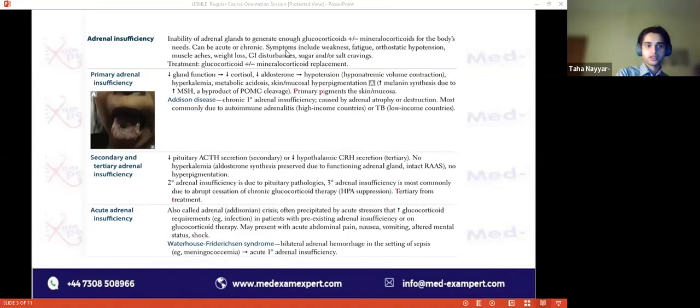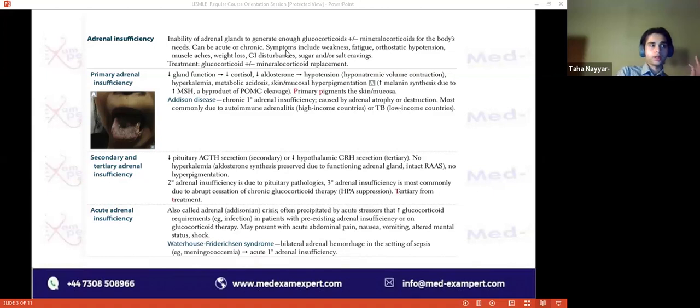Similarly, if you are deficient in aldosterone, you are not retaining salt. And if you're not retaining salt, you are basically excreting all that sodium out of your body. That's why you get the salt craving. So adrenal insufficiency symptoms are very vague.